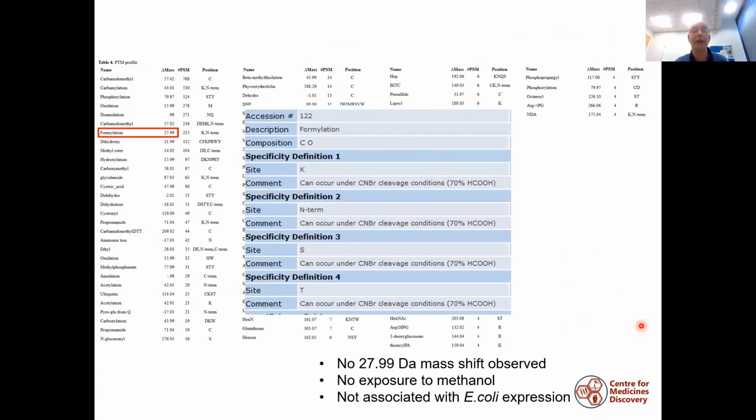And just to illustrate that, here's the first one. This is formylation. This would be a mass shift of +29. We don't observe that. It only happens in the presence of methanol. This protein has not been exposed to methanol. And also formylation is not a normal modification for E. coli expression.